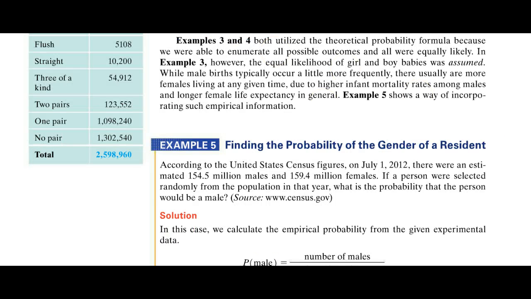Some background. For examples 3 and 4, both utilize theoretical probability because we're assuming all possible outcomes were equally likely. Now, when we have example 3, the likelihood of a girl baby to a boy baby was assumed that they were equal. Generally, we have more male births, while male births occur a little more frequently. There usually are more females living at a given time due to higher infant mortality rates among males and longer female life expectancy in general.